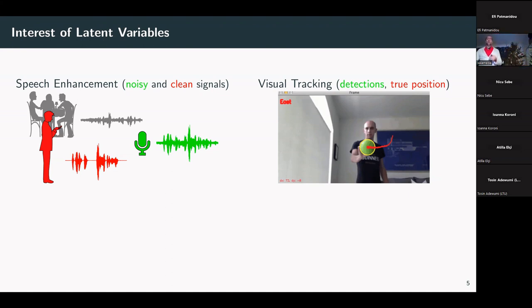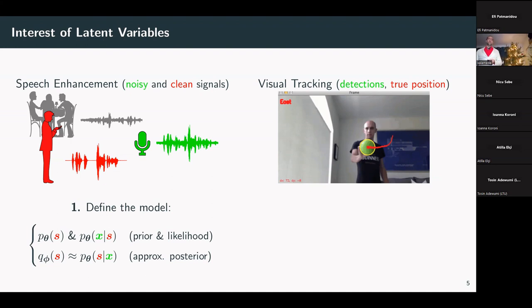To formulate a problem with latent variables, you need to do two things. First, define a prior of your latent variable, p theta of s, and a likelihood of the observed variable x given s. And if you cannot use the exact posterior, which is going to be the case today and in many other cases, you have to select how you will approximate your posterior distribution with some q of phi, with phi belonging to a certain family. So that's the first thing, the model definition.